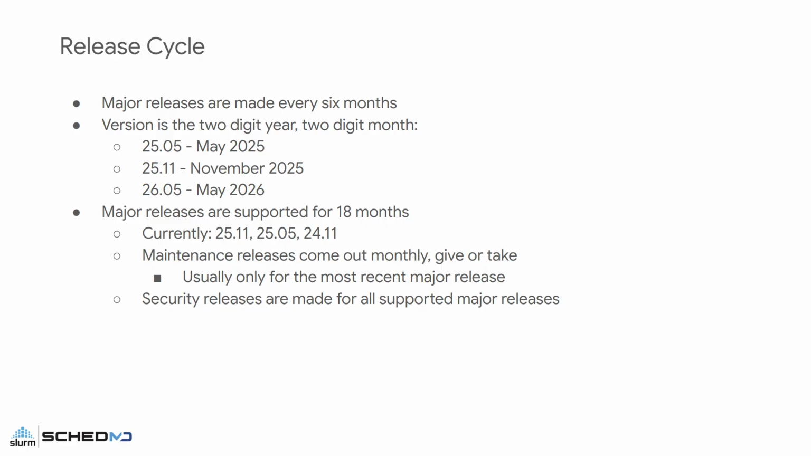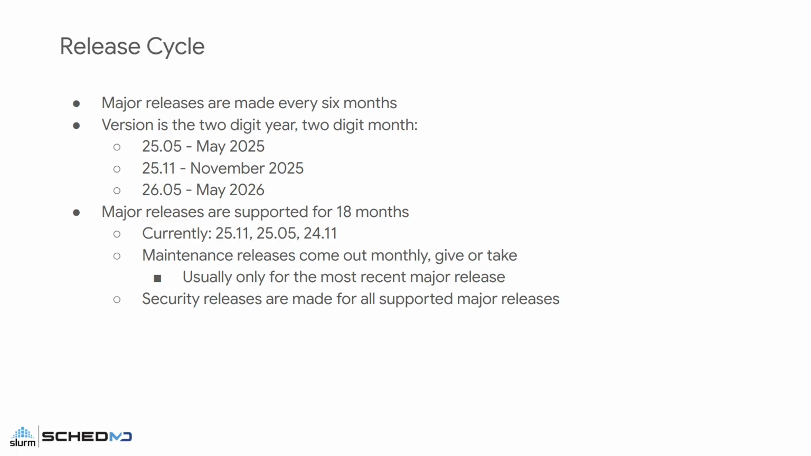Slurm's version is made up of the 2 digits of the year, followed by the 2 digits of the month that it came out. Most recently, this is 25.05 from May, 25.11 from November, and then upcoming will be the 26.05 release next May. The major releases are supported for 18 months. Currently within that window are the 25.11, 25.05, and 24.11 releases.